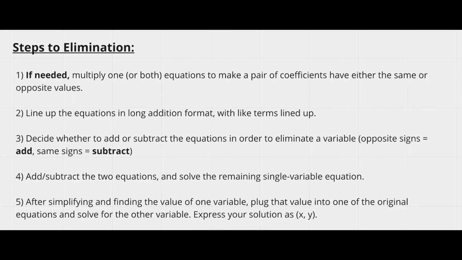And then after you find the value of that variable, you take that value and you put it into one of the original equations that the question gave you. Then after you substitute that in, you can find the value for the other variable, and that would lead to your solution. You take the two values and you express it as (x, y) in terms of a coordinate.